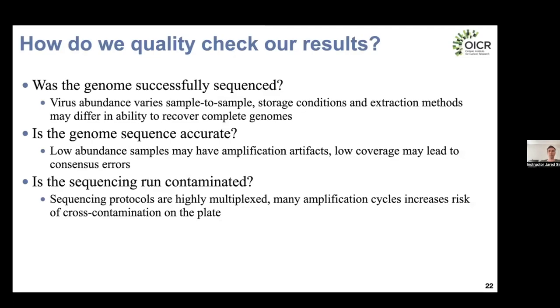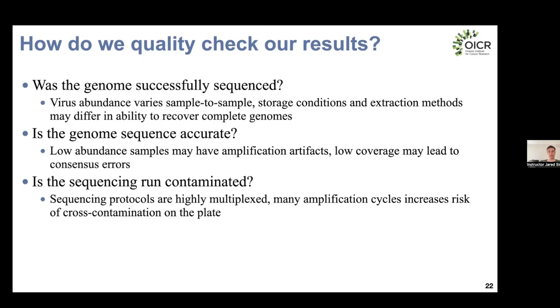Okay, so that's a very high-level overview of the analysis pipeline. Now I'm going to come to this section on quality control. I think this relates back to a question I got at the very beginning: how do we know our results are reliable, especially when you sequence real clinical samples with very, very limited viral material? There are typically three things that we care about when we're quality checking our results.